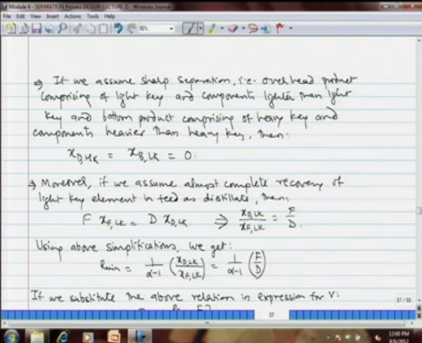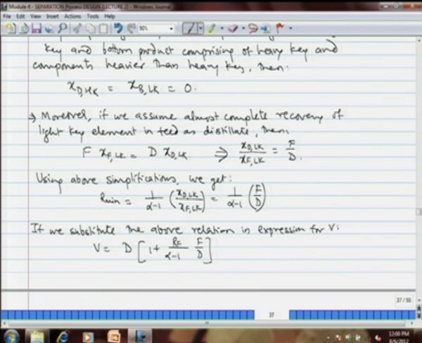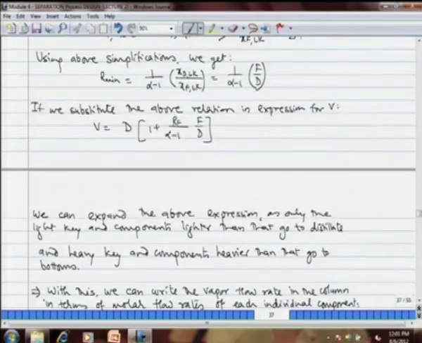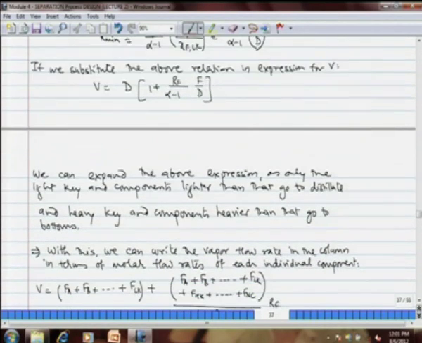And then for the ratio XDLK divided by XFLK, we can substitute F by D, and that exactly we do. We first substitute XDHK is equal to XBLK is equal to 0, and then XDLK divided by XFLK is equal to F by D, and then R minimum becomes 1 divided by alpha minus 1 into XDLK divided by XFLK, and then is equal to alpha, the same thing simplified further, R minimum is equal to 1 divided by alpha minus 1 into F by D. Okay. And then if you substitute this particular value of R minimum into the expression for vapor flow rate, then we get V is equal to D into 1 plus RF divided by alpha minus 1 into F by D.